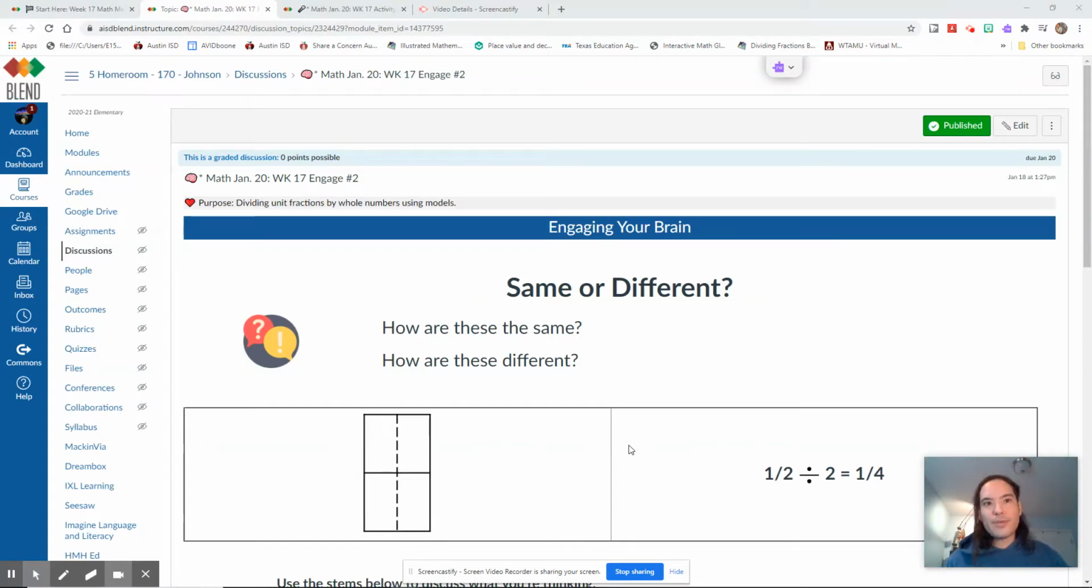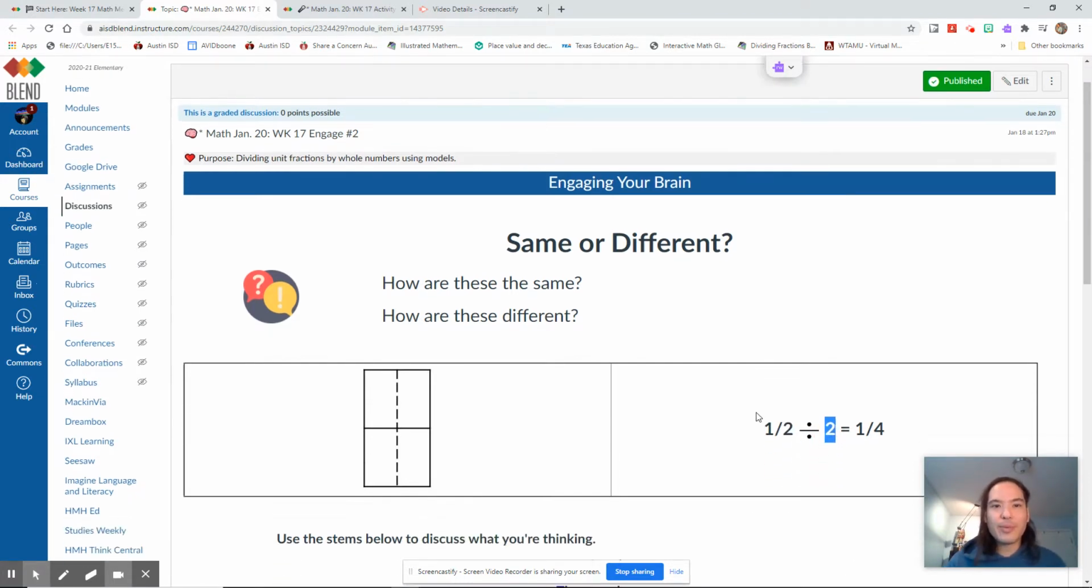So if you have not watched the first video, watch the first video, because this is going to be different than what you did in the first video. In the first video, we took a whole number and we divided it into fraction pieces, right? This video, we're starting with a fraction and dividing by a whole number.